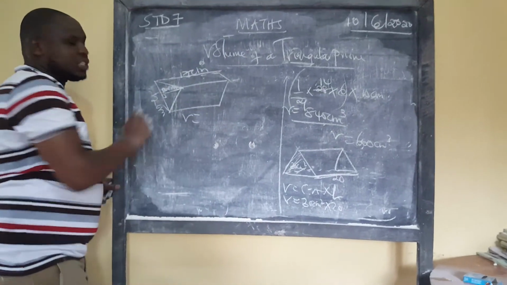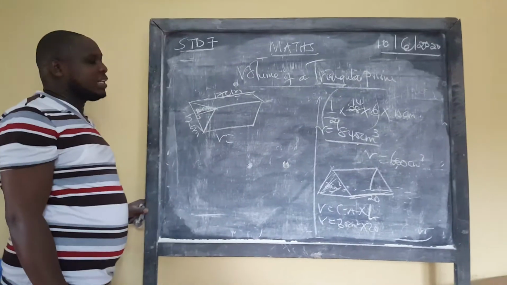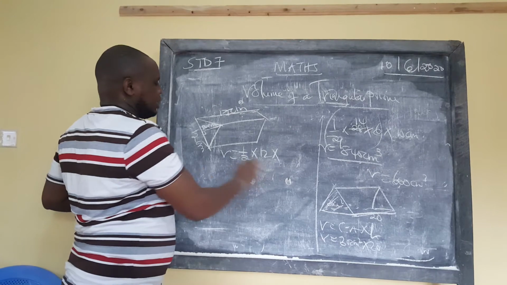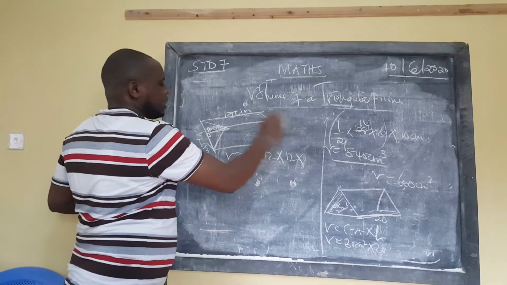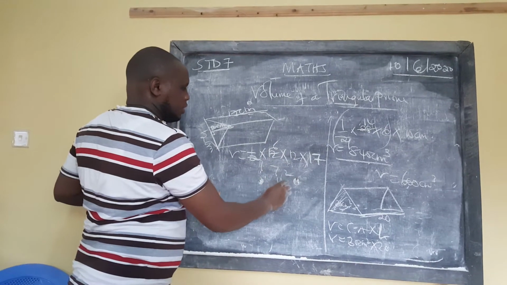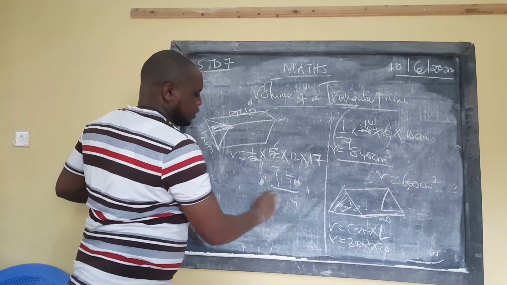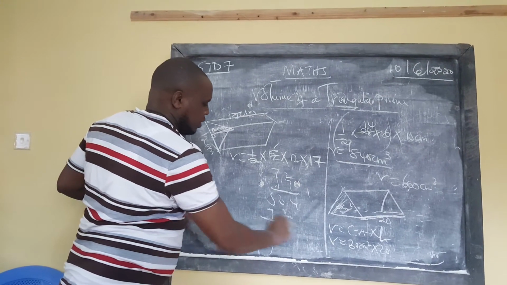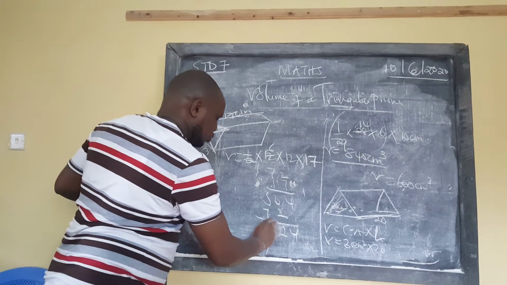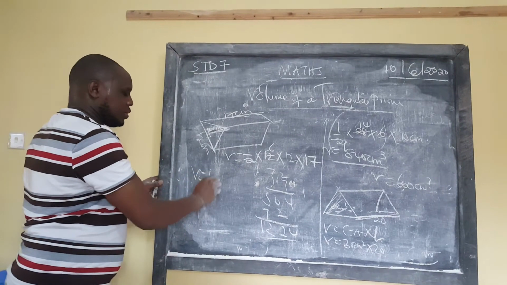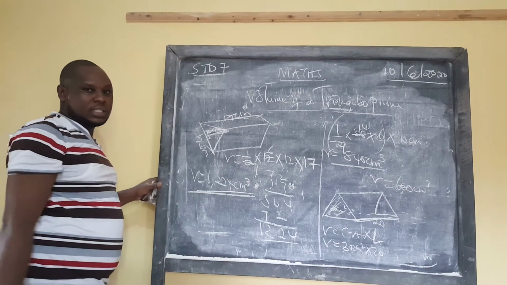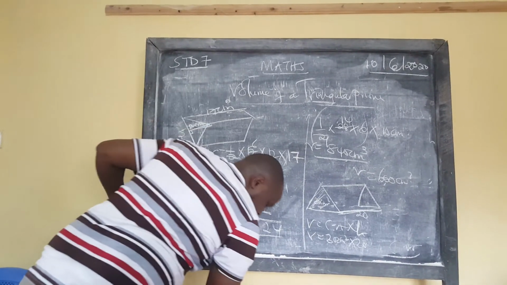Now for the volume, the cross-sectional area is not given. So, Lana, that means you're going to calculate the cross-sectional area by getting half times base, the base is 12, times the perpendicular height, which is 12, then times length, 17. So half of 12 is 6, 6 times 12 is 72, and 72 times 17 gives you 1,224. So the volume is going to be 1,224 cubic centimeters. So that's how we do it, Lana.